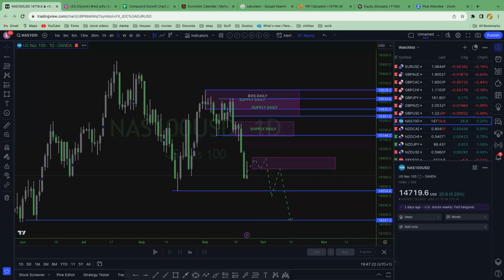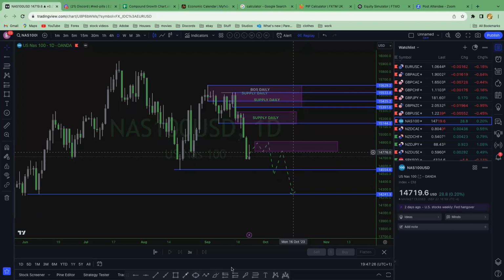NAS tends to do, well, indices tend to do this. They actually love to do this, indices. When it does this candle here, it will wick and then it will pull all the way back. That's what they do. So it will wick up and then pull back, but it will hold this level.